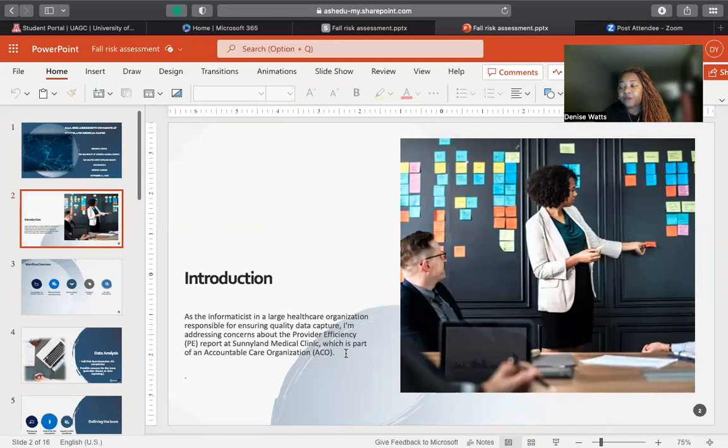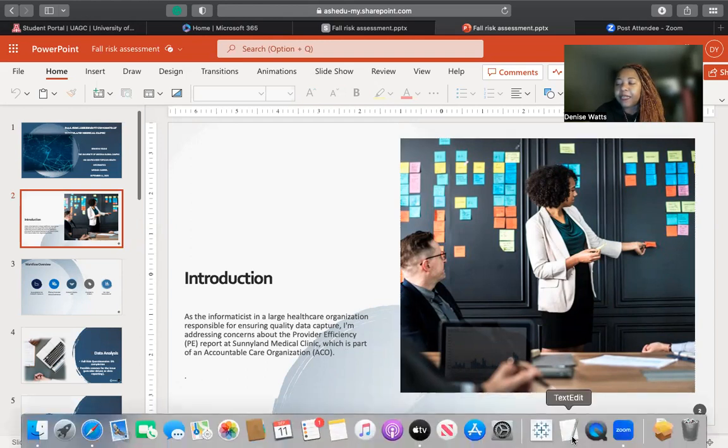As the informatics lead responsible for overseeing documentation, tools, and data quality at Sunnyland Medical Clinic, I understand the role that accurate and comprehensive data plays in maintaining regulatory compliance and ensuring patient safety. In our Accountable Care Organization, ACO, the Provider Effectiveness (PE) report is a pivotal tool for monitoring and improving the quality of care provided.